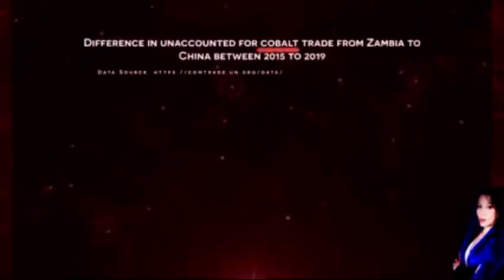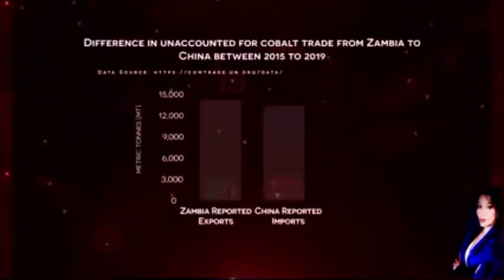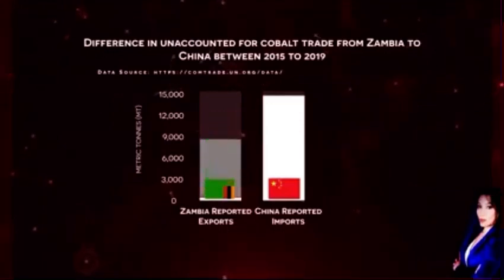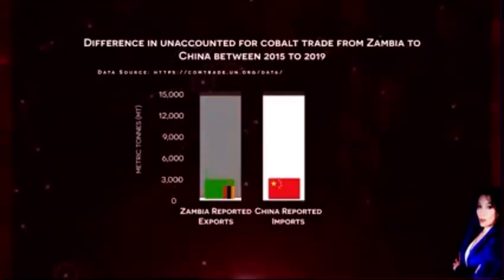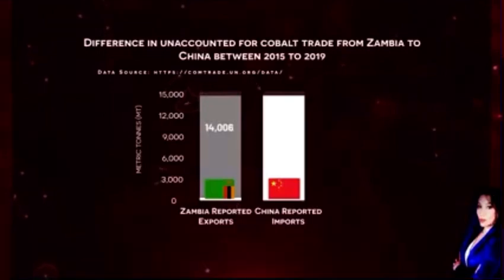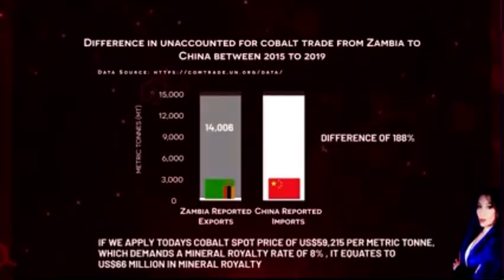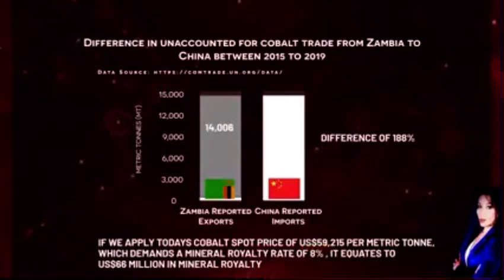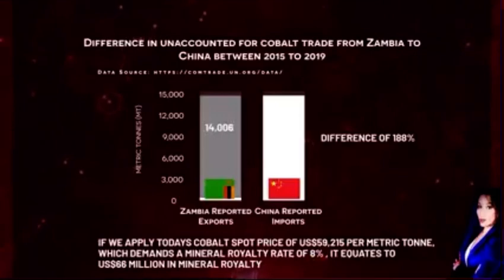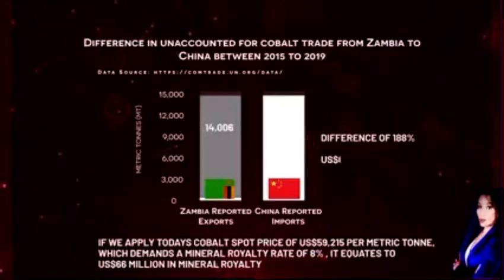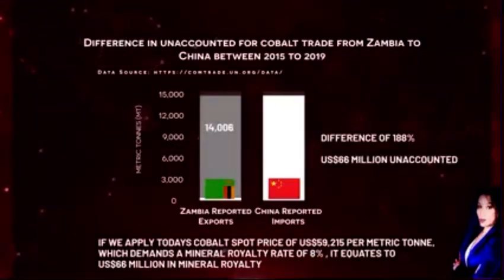Next, we consider cobalt trade to China. During the same period, 2015 to 2019, the difference in unaccounted for trade is 14,000 metric tons, which is a difference of 188%. If we apply today's cobalt spot price of $59,215 per metric ton, which demands a mineral royalty of 8%, it equates to $66 million of mineral royalty.